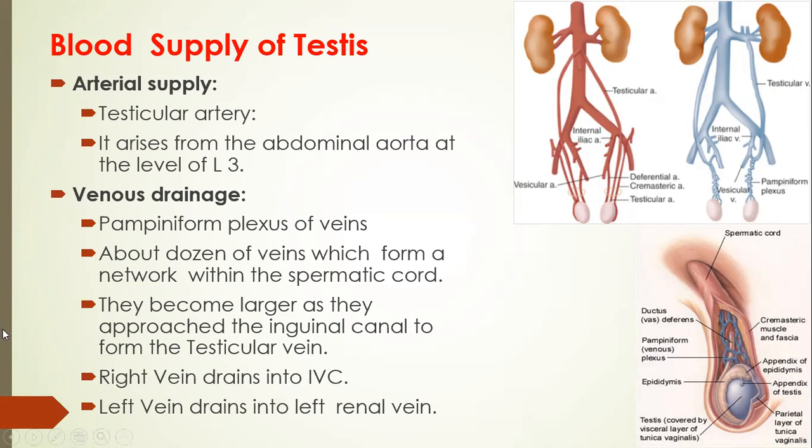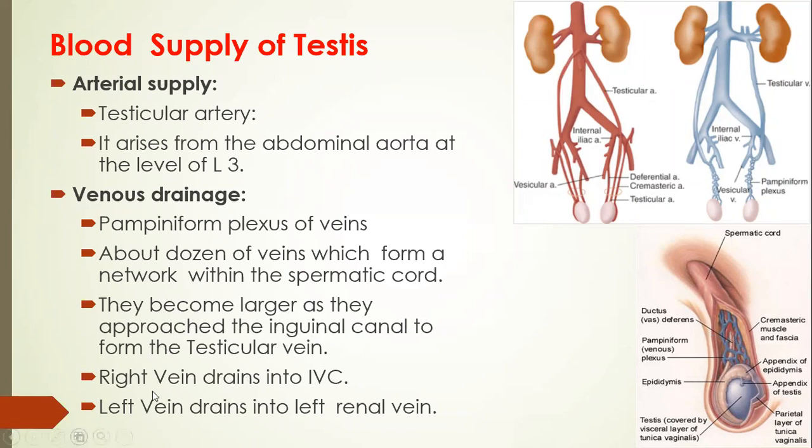Very important: about a dozen veins form a network within the spermatic cord. Almost around 12 veins form a network, and they form the pampiniform plexus. They become larger as they approach the inguinal canal to form the testicular vein. So as they go up and pass through the inguinal canal, they form a single vein called the testicular vein. Now see the difference.